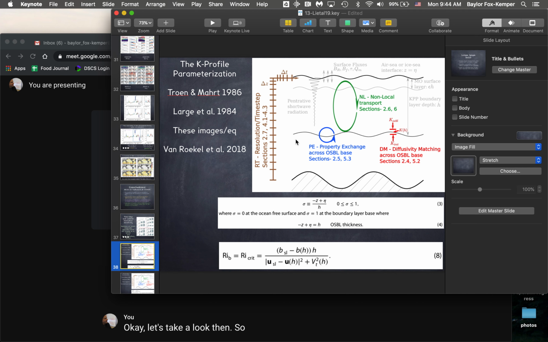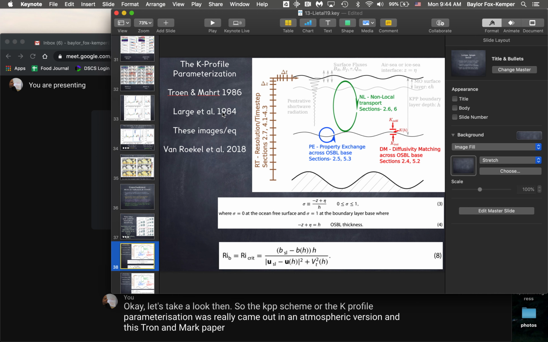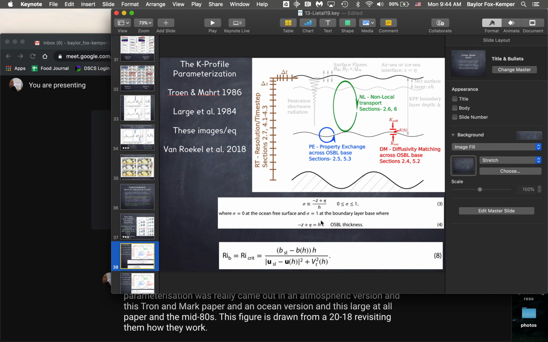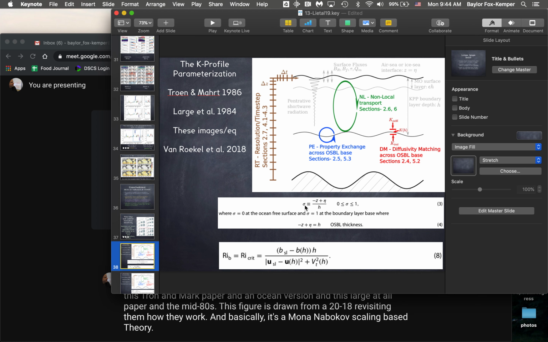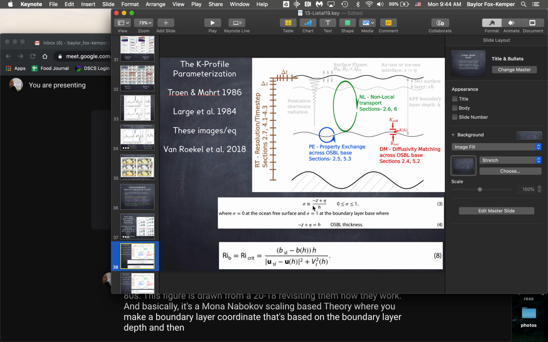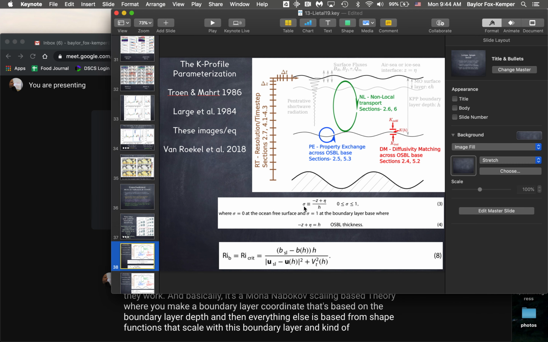So the KPP scheme, or the K profile parameterization, came out in an atmospheric version in the Troen and Mahrt paper, and an ocean version in the Large et al. paper in the mid-80s. This figure is drawn from a 2018 revisiting of how they work. And basically, it's a Monin-Obukhov scaling-based theory where you make a boundary layer coordinate that's based on the boundary layer depth, and then everything else is based from shape functions that scale with this boundary layer and kind of scaling laws for how fast it goes.